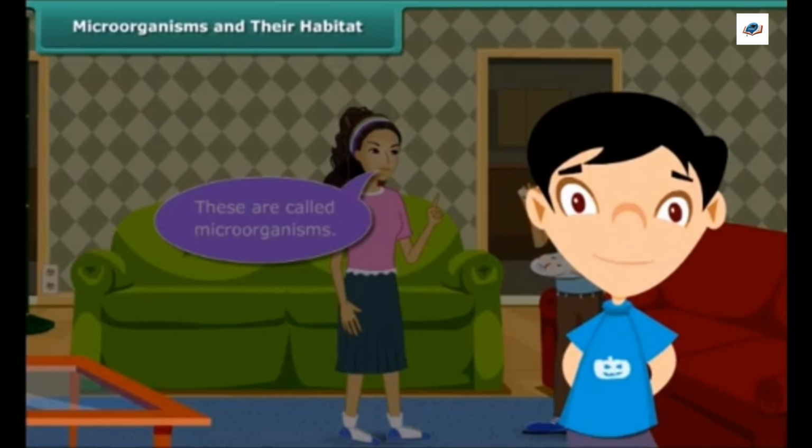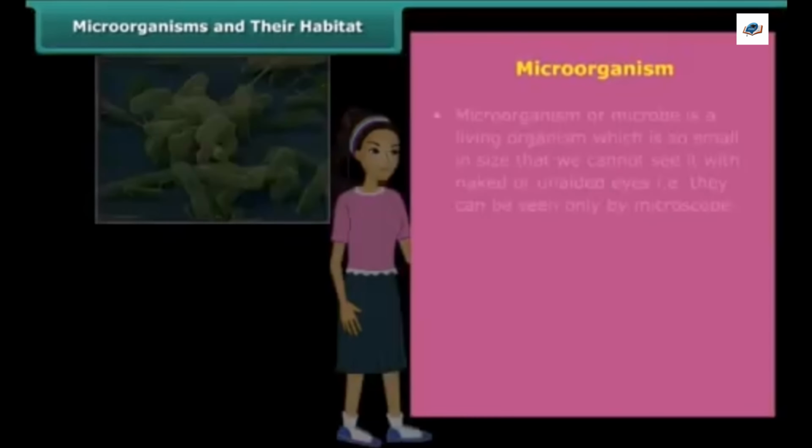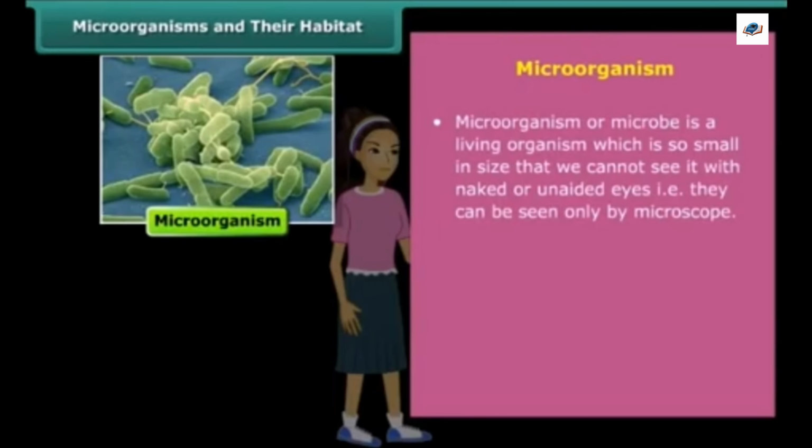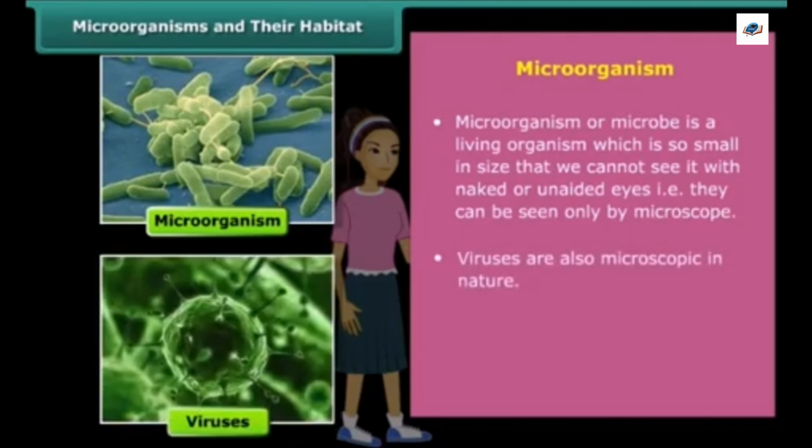Friends, you'll be surprised to know that a microorganism can help us in making our food and the same can make us ill too. So, before getting more information about them in detail, let us first know about such microorganisms and their habitat. Microorganism or microbe is so small in size that we cannot see it with naked or unaided eyes. They are broadly classified into four major groups: bacteria, fungi, protozoa and algae. Viruses are also microscopic.